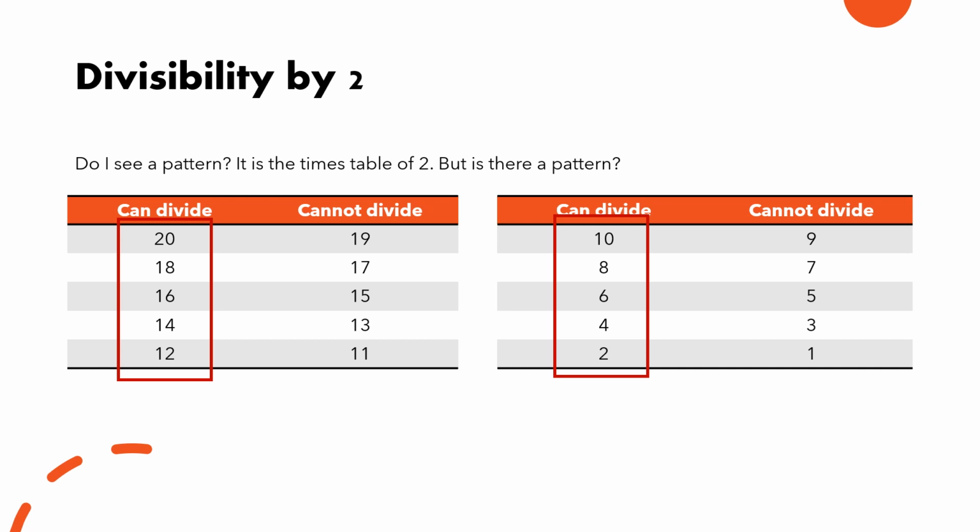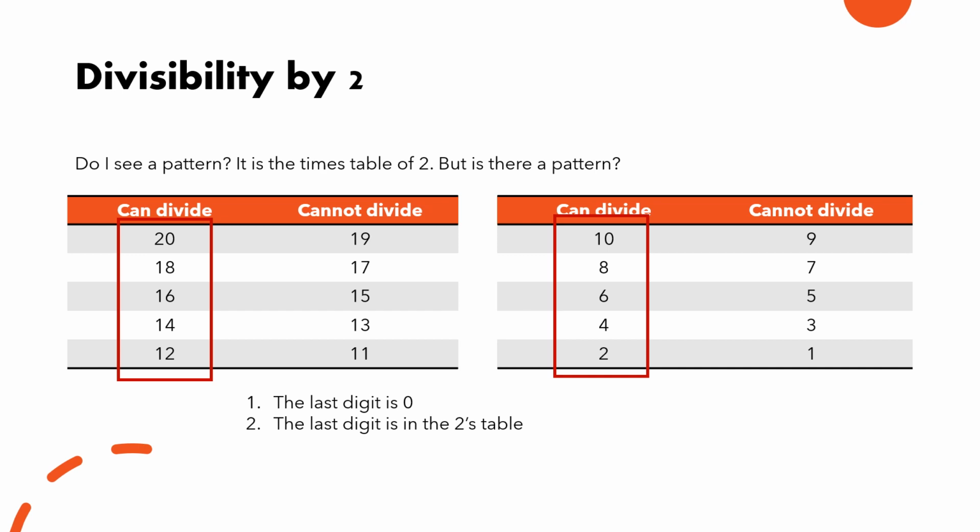Yes, it is the times table of 2 because 2 ones are 2, 2 times 2 is 4, 2 times 3 is 6, 2 fours are 8, 2 fives are 10, 2 sixes are 12, 7s are 14, 8s are 16, 9s are 18 and 2 tens are 20. So that is a 2's table definitely. But is there any other pattern you can see?